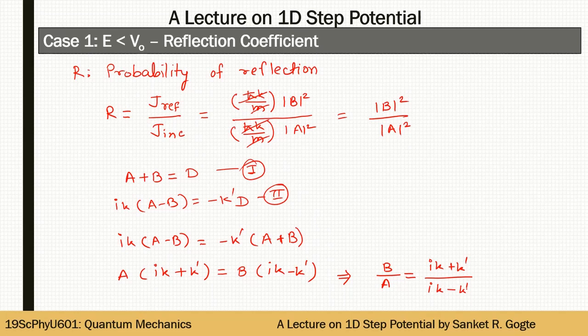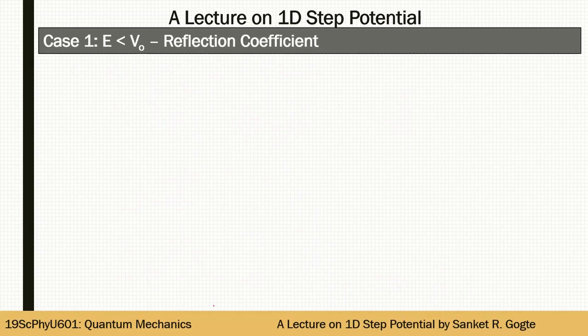What I want is mod B square. So B by A I have, and I'll now find out mod B square by mod A square.